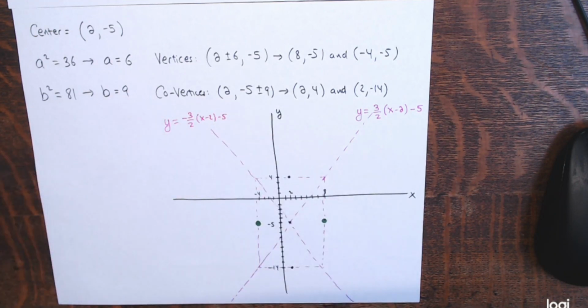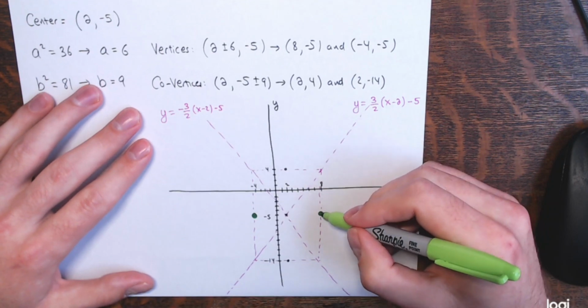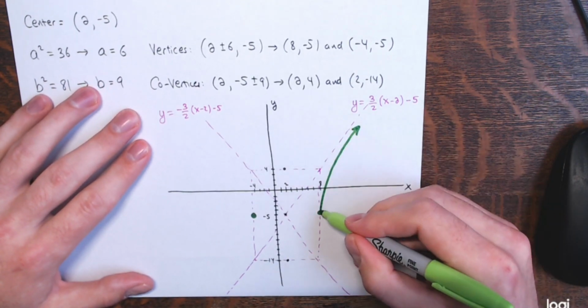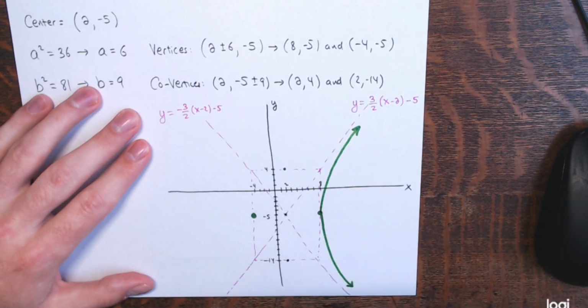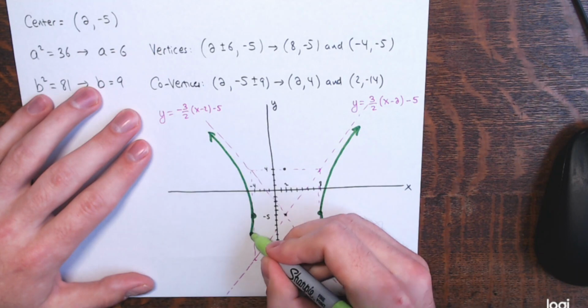Those are the asymptotes. And now that I have the vertices and the asymptotes in, we can make a rough sketch. Just from the vertex, draw some curve that will approach these asymptotes as you move out away from the center. So there's one curve. Here's the other curve for the hyperbola.